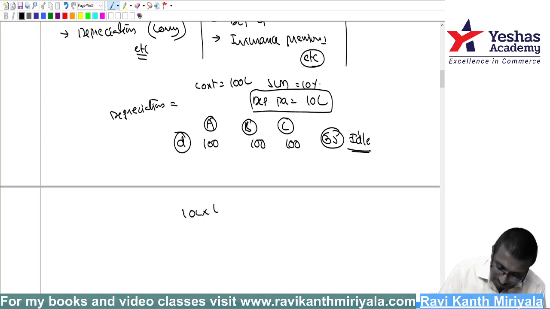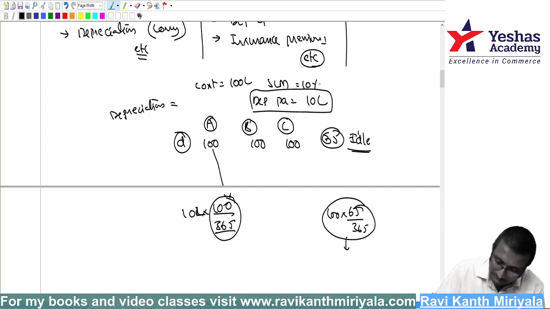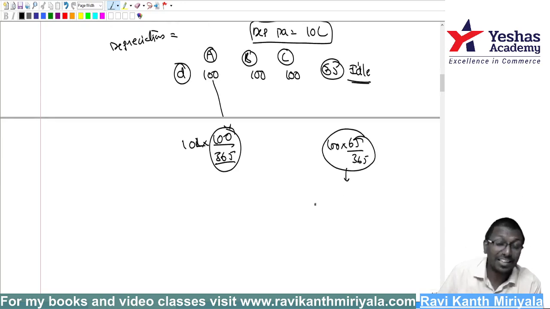Okay, 10 lakh rupees into 100 divided by 365 only you should take. Like that you are supposed to take it. But under this situation, there will be 100 into 65 divided by 365 also, na? Correct. That is not supposed to be allocated because it is idle depreciation.